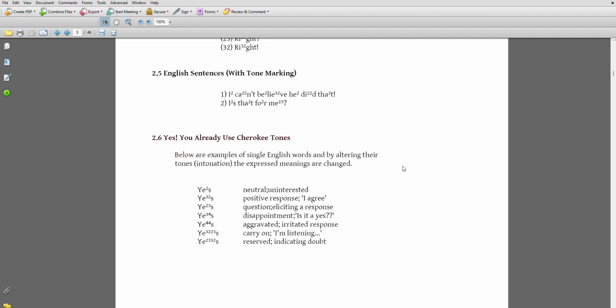Yes. That's a little higher. And that tone sequence is actually not in Cherokee, because that's an abnormal tone sequence for Cherokee, but it does exist in English, and nonetheless, it does show you how to articulate tone with your voice. Yes, aggravated or irritated.